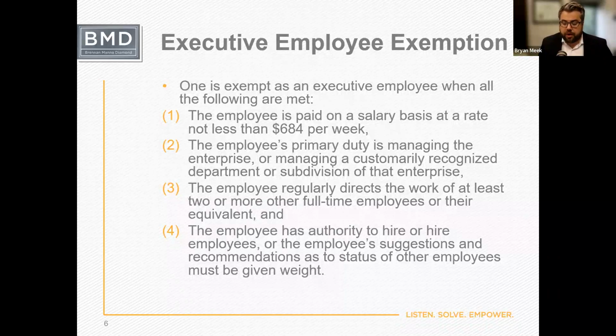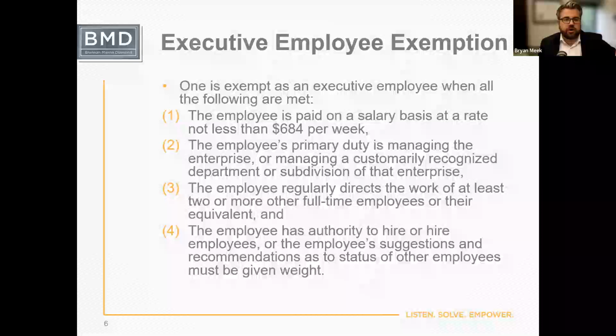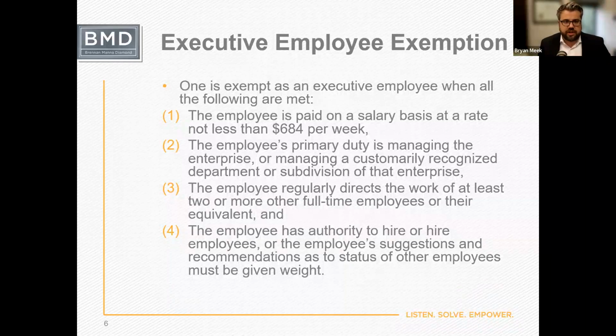These are the employees that regularly direct the work of at least 2 or more full-time employees. A CEO might direct work to 2 directors that fall underneath them. So these are those setting the policies and the work requirements at the top, and then letting things trickle down from there. Again, very high-ranking employees. Finally, these employees must have the authority to hire and fire employees, and discipline, things like that. These are the ones running the business. Those are the ones that are going to fall into the executive exemption.